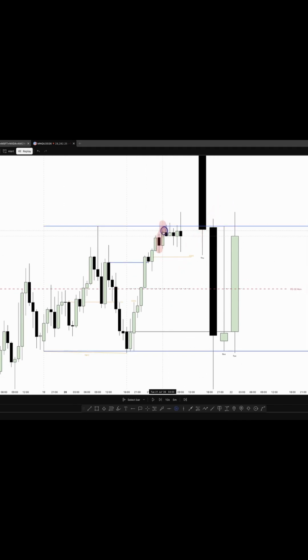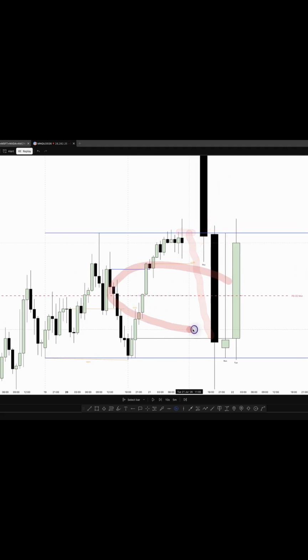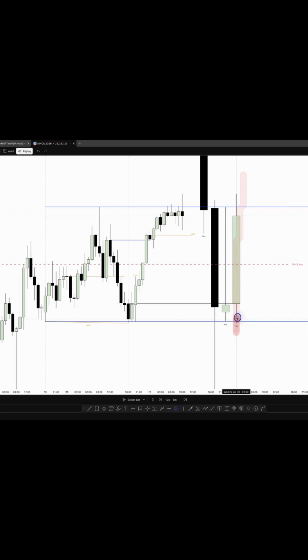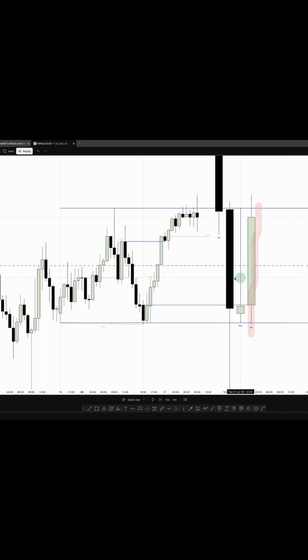Notice how price is consolidating like this. And you do have a C2 closure here to go high and a C2 closure here to go low. But you're above previous day midpoint. So if you're above previous day midpoint, you are bullish, right? And if you look at the daily candle, it is bullish.